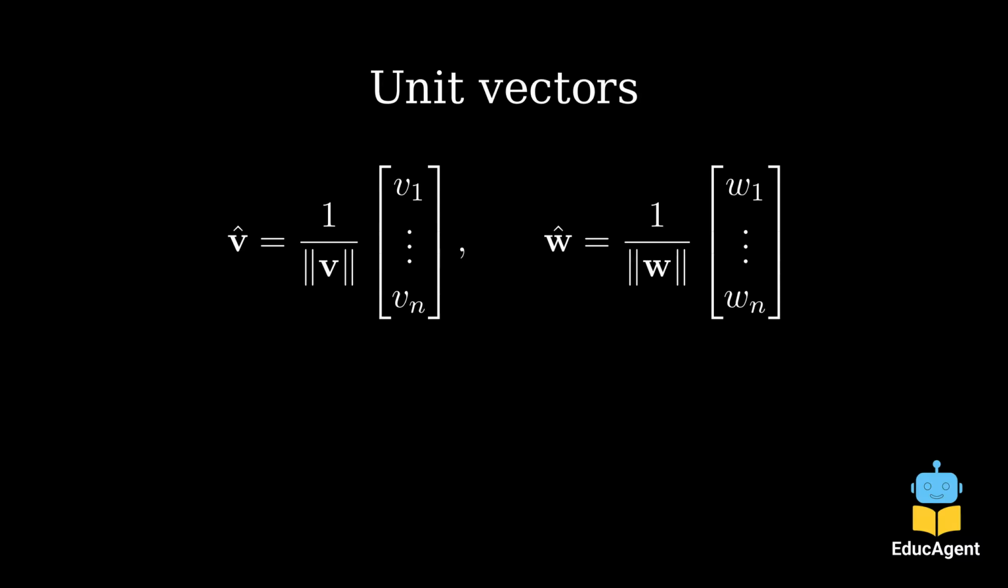Next, we form unit vectors by dividing each vector by its norm. Here v hat and w hat are the vectors v and w scaled to have length 1. Divide each column vector by its norm. If either original vector is the 0 vector, a unit direction is not defined for that vector.